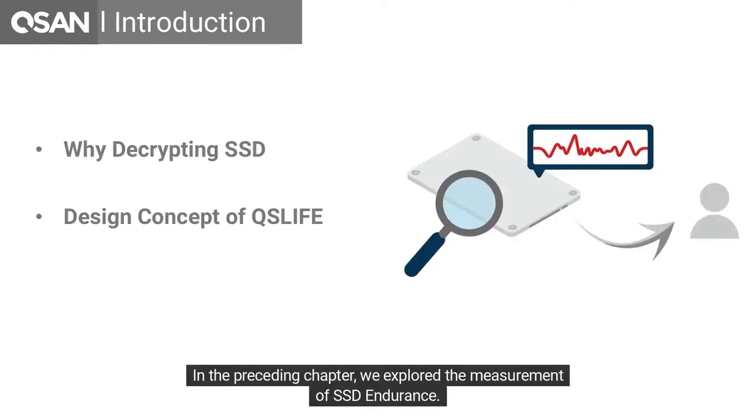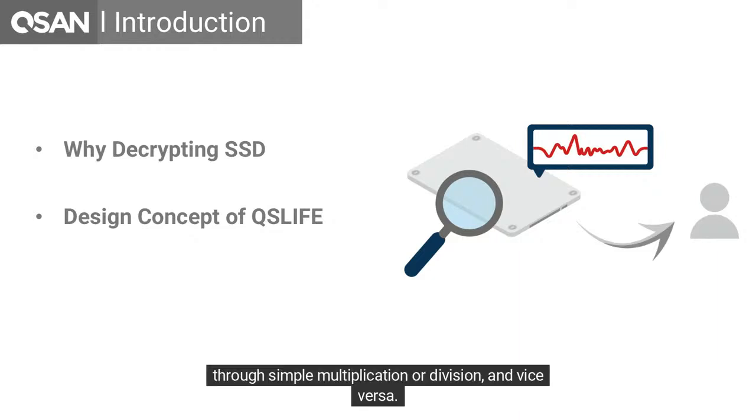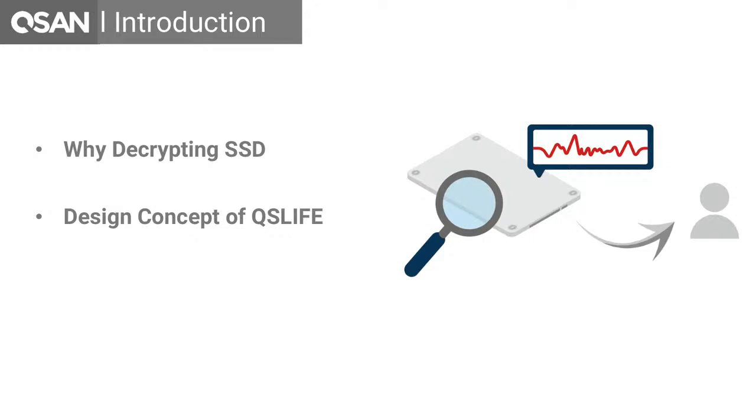In the preceding chapter, we explored the measurement of SSD endurance. By understanding the SSD's capacity and warranty, one can approximately convert between DWPD and TBW through simple multiplication or division, and vice versa. While these measurements are rough, they exhibit similarities.